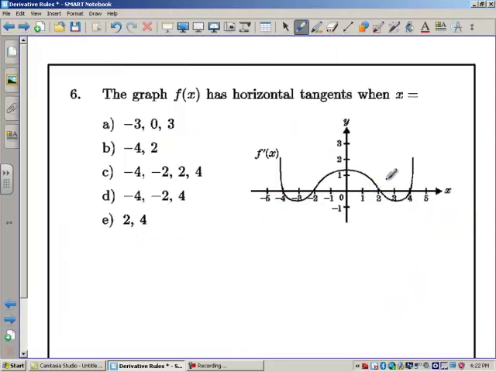Okay, last example is looking at horizontal tangents. On your homework tomorrow, you'll actually find derivatives and set it equal to 0. But f has horizontal tangents every time f prime of x, or the slope, is equal to 0. So here I've got a graph of the derivative. These are f prime values. And f prime equals 0 right here, here, here, and here. That's where f prime crosses the x-axis. And so that answer would be C.